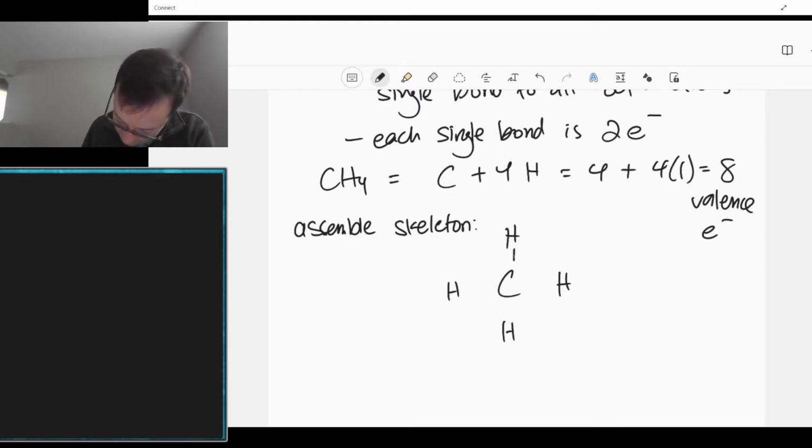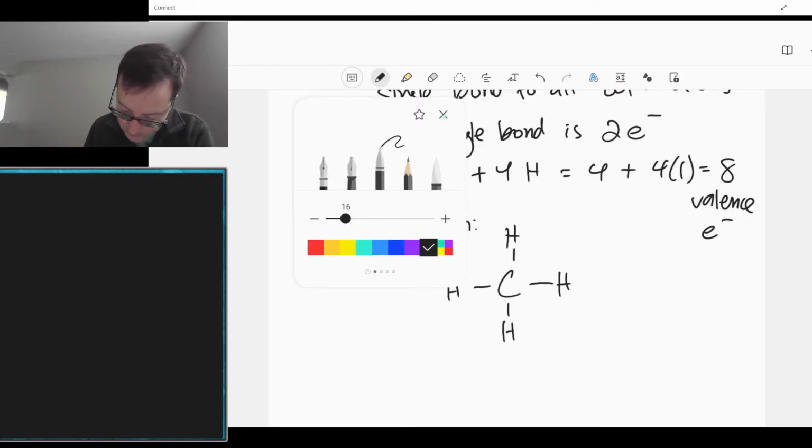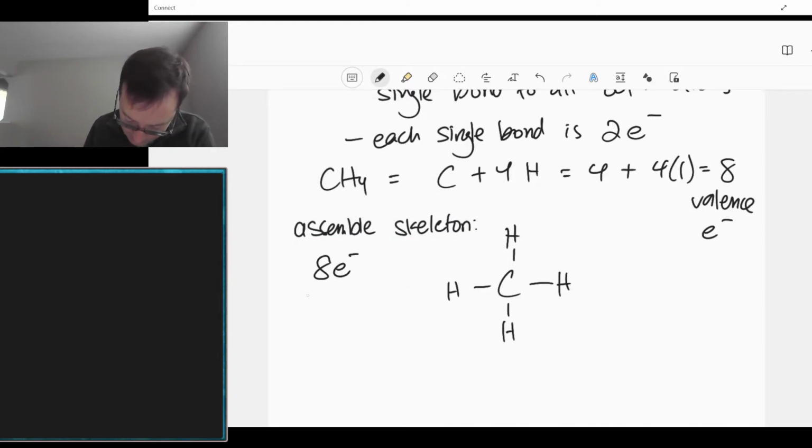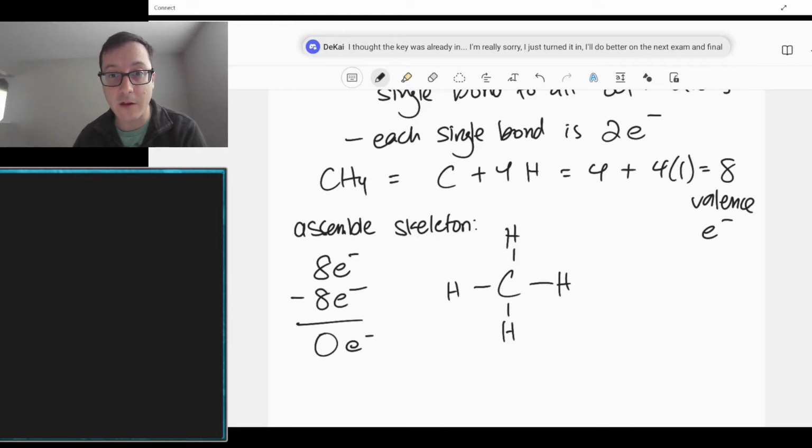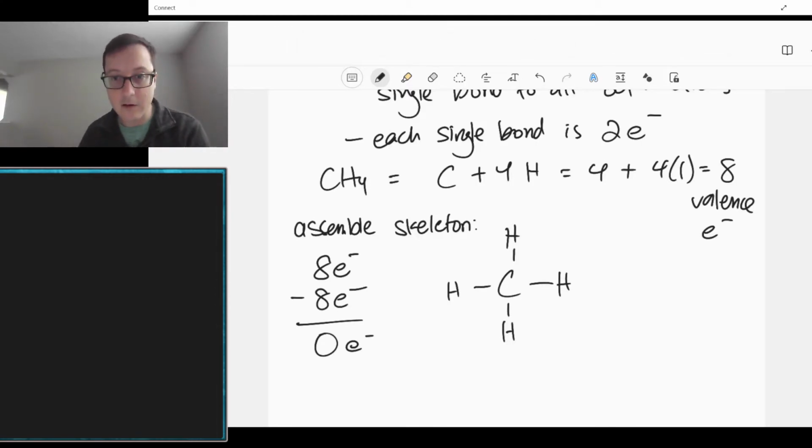We want to make a single bond to each outer atom. And so we had 8 electrons to start with. We've just used 8 electrons. We have 0 electrons left. And it's important that you keep track of how many you've used through this method. So with this, we're out of electrons, but we're okay. We're done because this was a simple example. That's all we needed to do was assemble our skeleton, and in this case, the skeleton is the Lewis structure.